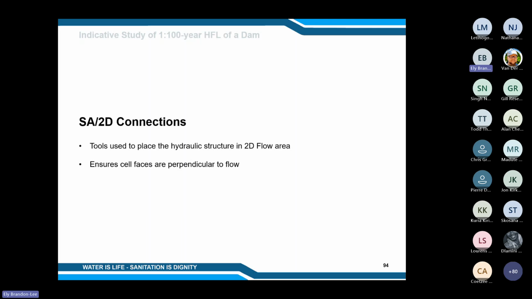The spillway of my dam was incorporated into my model using the SA/2D connection tool in HEC-RAS. This tool is used to model hydraulic structures in 2D flow areas and ensures that the cell faces connected to the hydraulic structure are perpendicular to the flow.